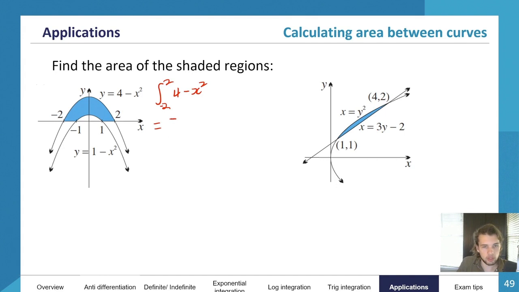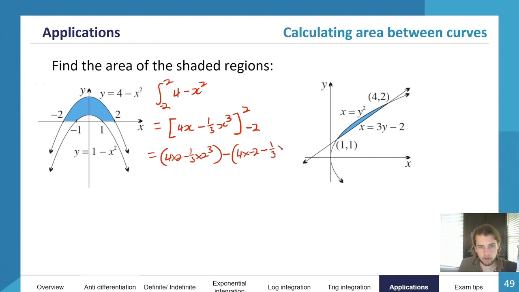Now that will result in 4x minus 1 over 3 x to the power of 3. And then we have a 2 and a minus 2 that we have to substitute in. So that's equal to 4 times 2 minus 1 over 3 times 2 to the power of 3. Subtract 4 times minus 2 minus 1 over 3 times minus 2 to the power of 3.